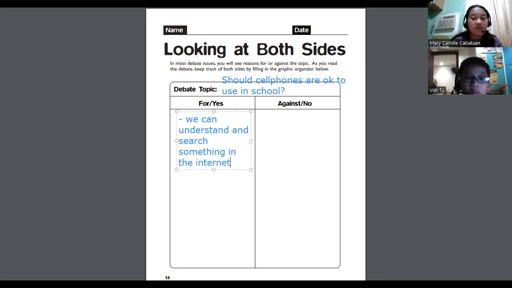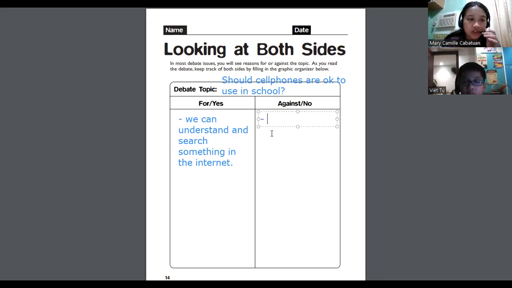So, in debate, here in the opposing side, in the yes side, you are going to agree that cell phones are okay to use in school. You understand that? Yes, I understand. Okay. For the no side here, you are against the topic: cell phones should not be used in school. So, what do you think, that cell phones are not allowed to use in school?